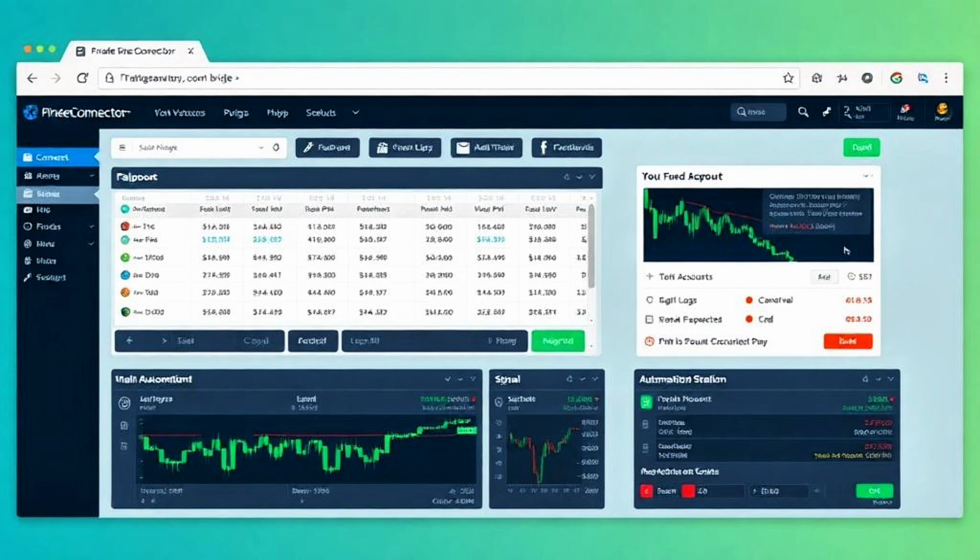So PineConnector's dashboard shows all your connected MetaTrader accounts, signal logs, and automation status at a glance. So the interface is clean with a dark navy theme and intuitive navigation.